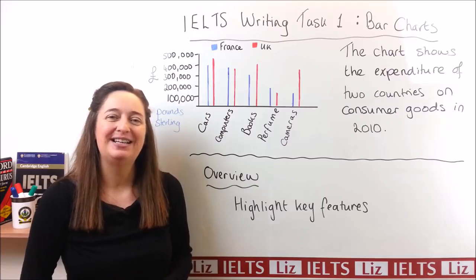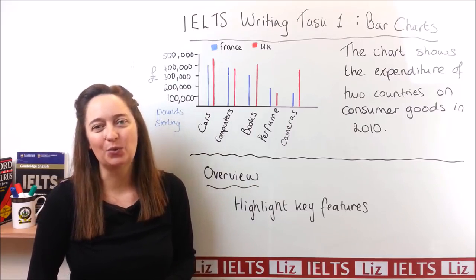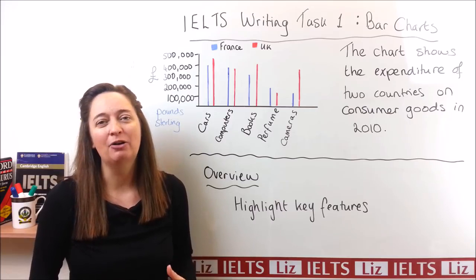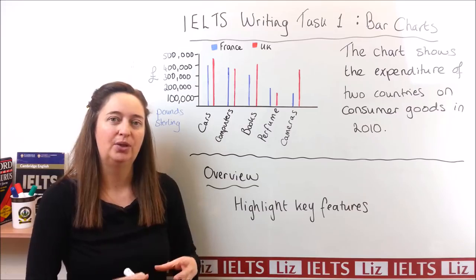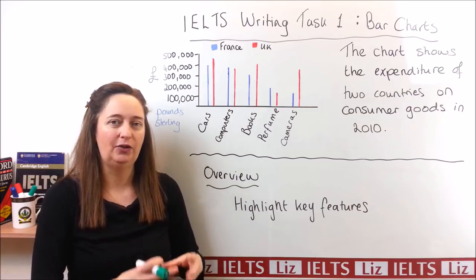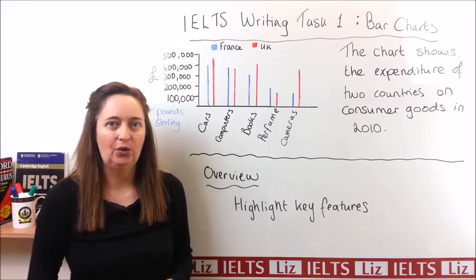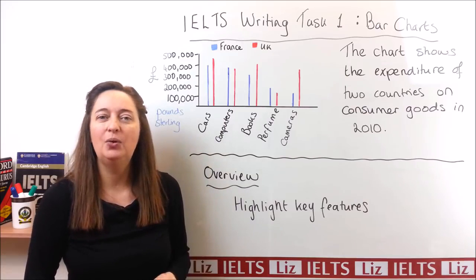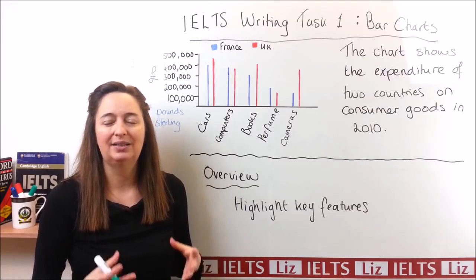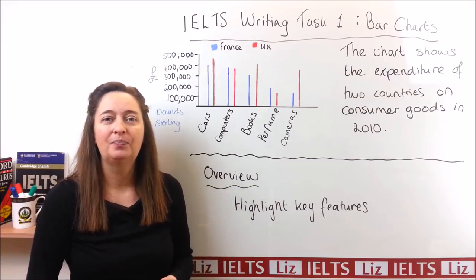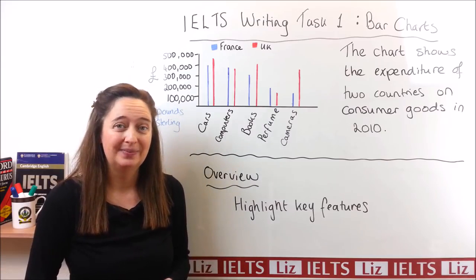The overview is the most important paragraph in your IELTS Writing Task 1. This is the paragraph where you will collect all the key features and put them together in an overview statement. The examiner is looking for the overview. If you have no overview, you will not get above band score 5 for task achievement. That's 25% of your marks.